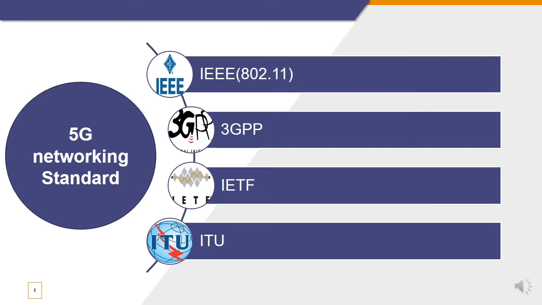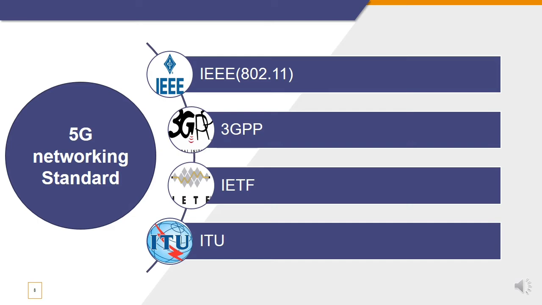5G networking standards. There are four standards that we can see here. The first one is IEEE, that we use 802.11. IEEE stands for Institute of Electrical and Electronics Engineers. And the second one is 3GPP. It stands for Third Generation Partnership Project.